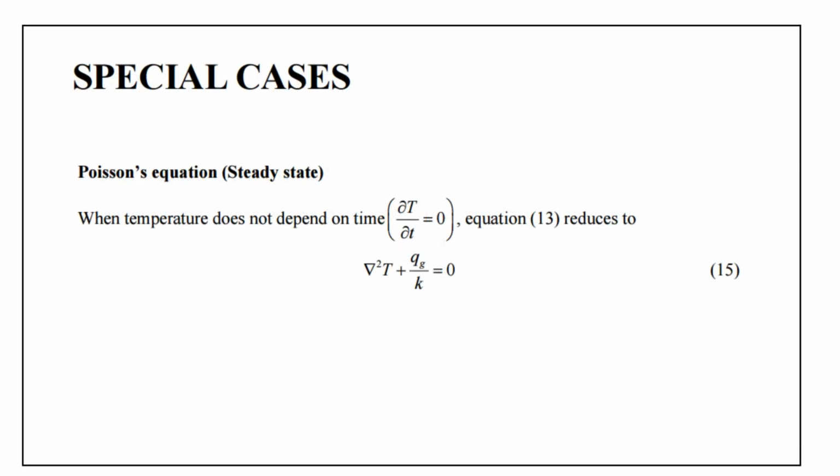Moving to next slide. Special case, Poisson's equation. In steady state, where ∂T/∂t equals 0, the equation reduces to del squared T plus Q dot over k equals 0.